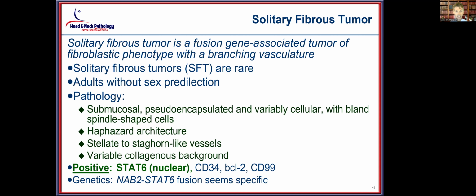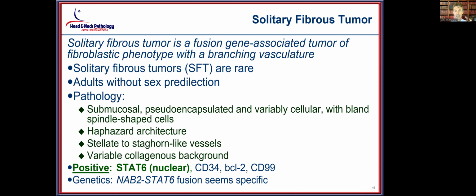Solitary fibrous tumor is a fusion gene-associated tumor of fibroblastic phenotype that shows a very characteristic branching vascular type appearance. And in fact, you know, the old terminology of hemangiopericytoma has certainly been used and is now no longer in vogue for this tumor category. Tends to be variably cellular, haphazard architecture, and of course the stellate and staghorn-like vessels are very characteristic for it.